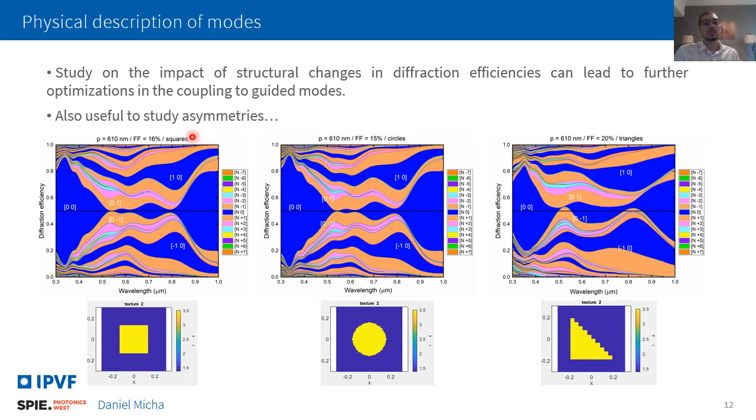We can also study the influence of asymmetry. For example, here we see very symmetric contributions for all the diffraction orders for symmetric patternings. And when we have an asymmetric patterning, we start seeing different, non-symmetric contributions for the different orders.